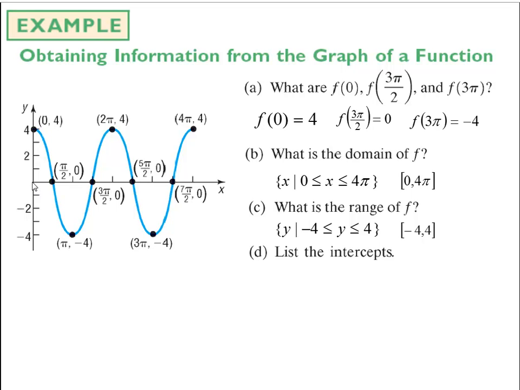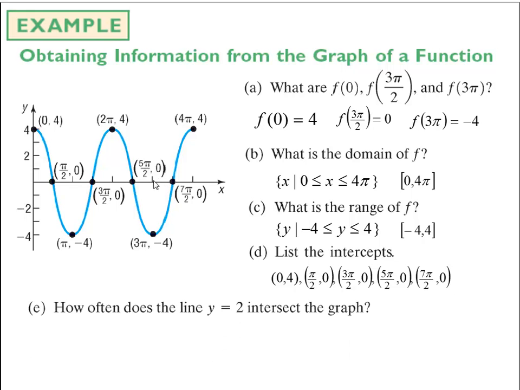And then here's all the x-intercepts. Here's the first x-intercept, pi over 2 comma 0. Here's the second x-intercept, 3 pi over 2 comma 0. Third x-intercept and fourth x-intercept. So I'm going to make sure I list all 5 of those intercepts as given on that graph.